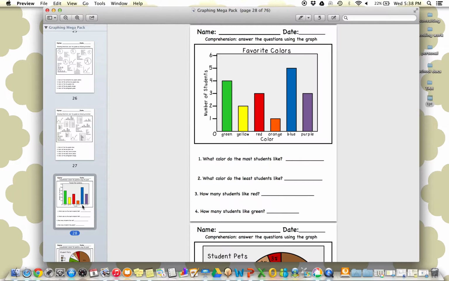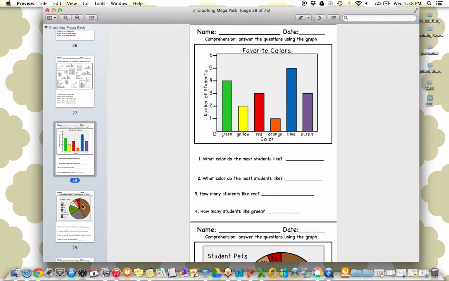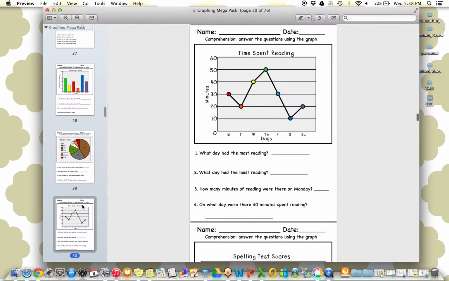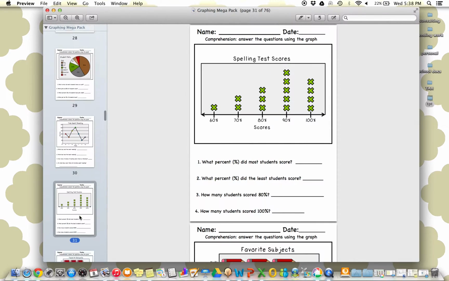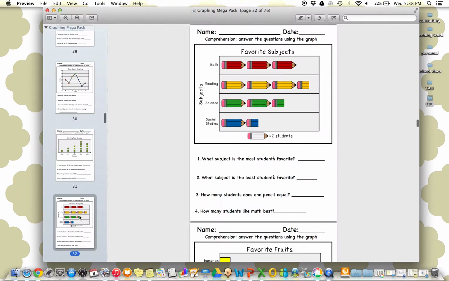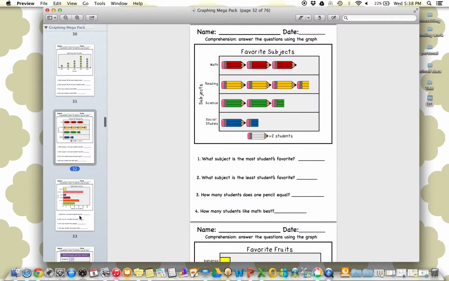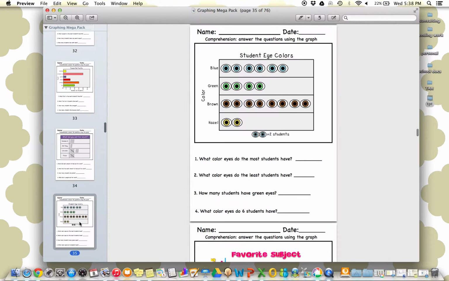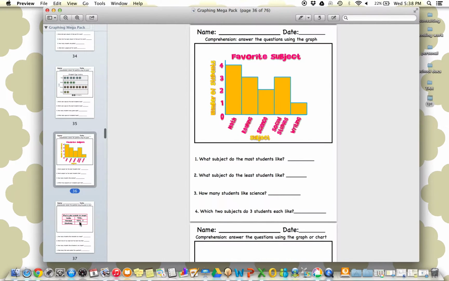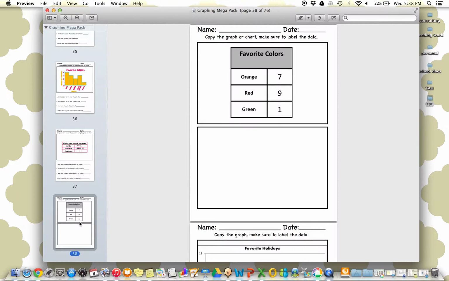And next we have a bunch of comprehension activities. These are my favorite. So students have to answer different questions related to the graph or chart. They're going to really have to work on comprehending and understanding the information in the chart and really show that they can utilize that information to answer the different questions. So these are really great and really can assess a lot of different types of skills.